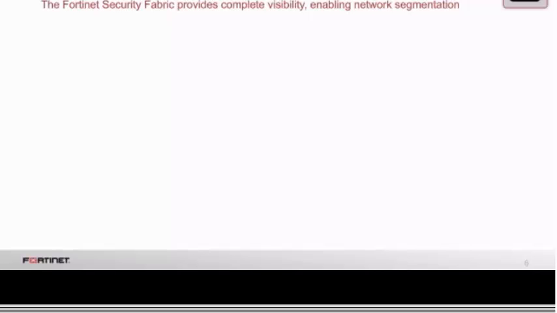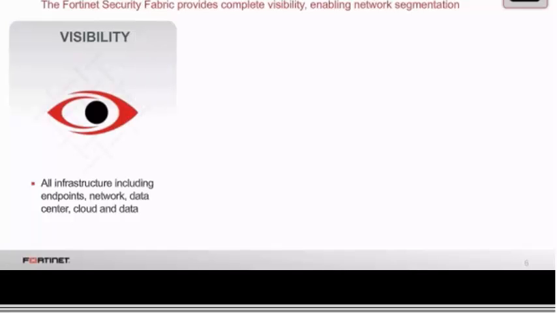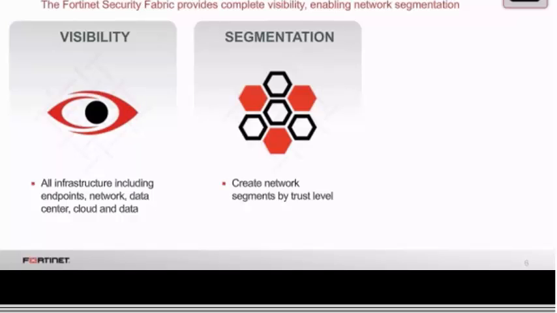The components within the environment must have visibility into all the infrastructure, including endpoints, network elements, data center, cloud, and the data itself. By having awareness of each of these elements, as well as how the data flows to, from, and between them, administrators can properly segment the environment by trust level. Network segmentation not only logically separates data and resources, it allows for advanced visibility of data and threats as they move from one network zone to the other.